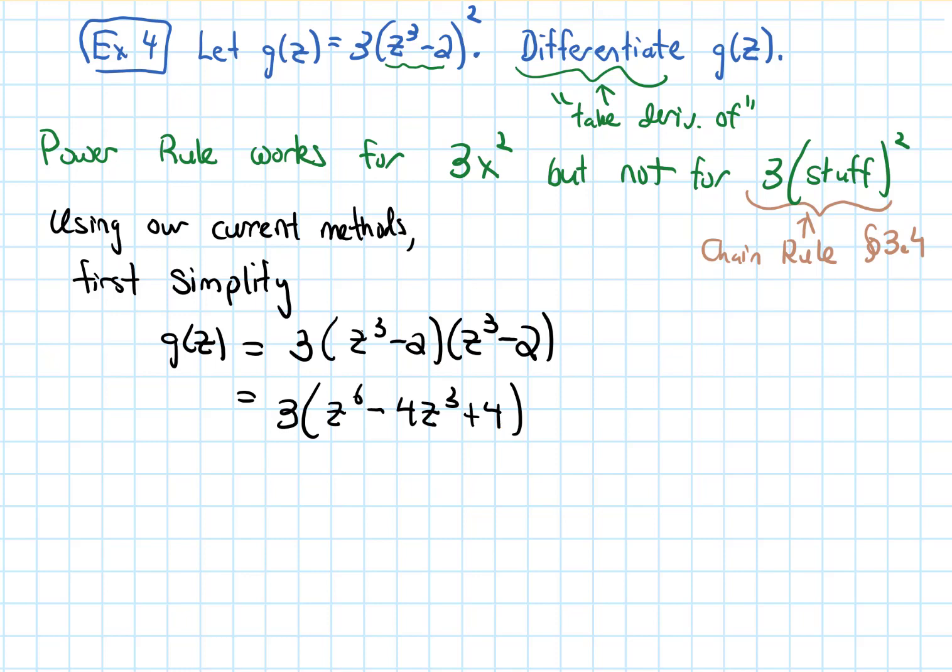And I could either start to take the derivative right now, and just do the constant multiple rule and keep the 3 multiplying the derivative of everything inside the parentheses. Or I could distribute the 3 and then do the derivative. In this case, I think distributing the 3 isn't too bad, so let's just do it. We get 3z to the 6th minus 12z cubed, and then plus 12.